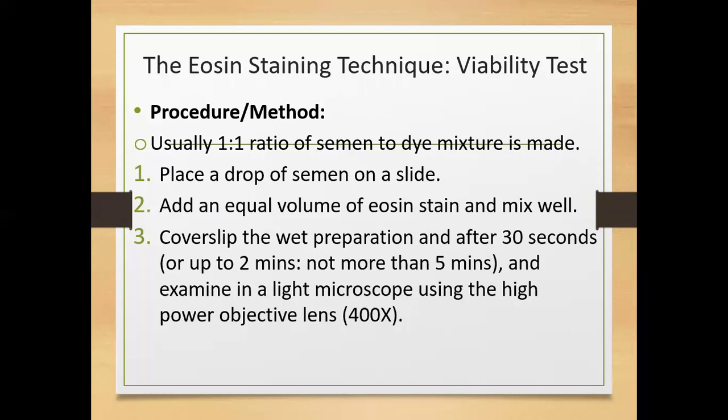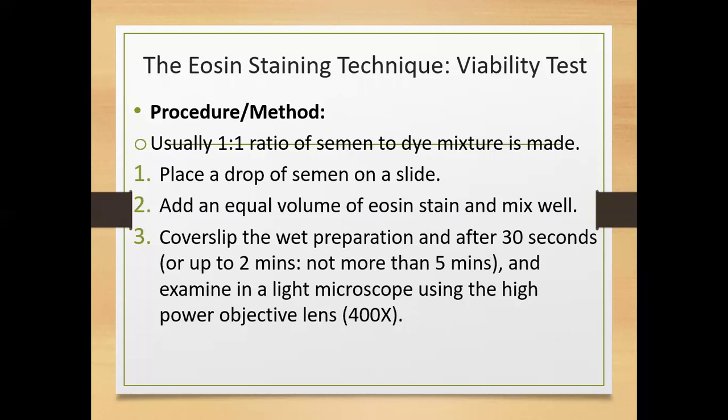So it's just a 1-to-1 ratio of semen to dye mixture. A 1-to-1 ratio means you take 1 drop of the specimen and 1 drop of your 0.5% UOC. That's all. You place them on the slide, add an equal volume of the saline, as you said, and mix.